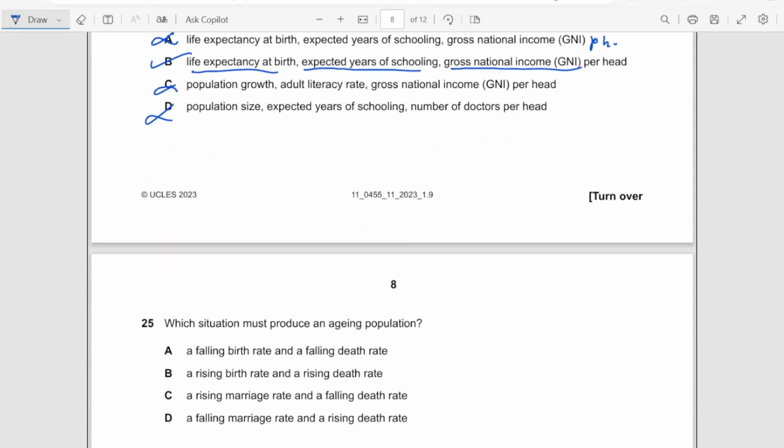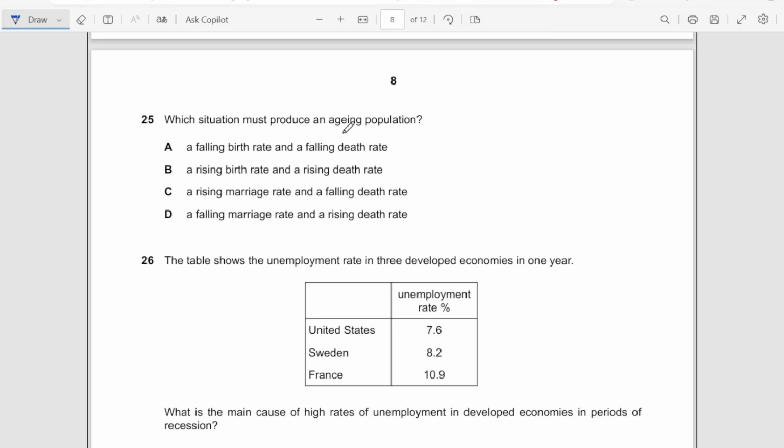This is theoretical. Okay. Which situation must produce an aging population? Which means that the average age of the country rises. When there's a falling death rate, less people are dying, so they're going to live for a longer period. The average age of the population will increase. If at the same time there were more young people, this would decrease the average age of the population. But the thing is that fewer children are being born due to a falling birth rate, and people are living more years, so there are more elderly that compose the total population, and this increases the average age of the country. So we're going to go with option A.